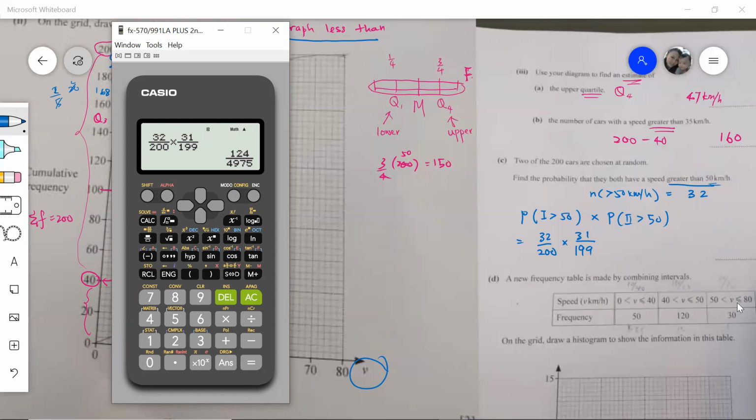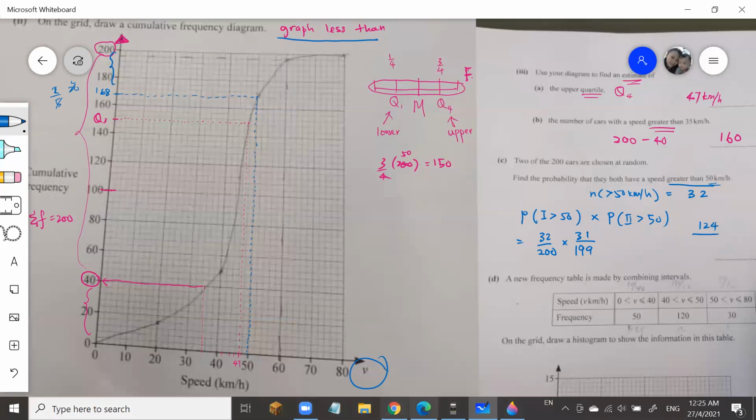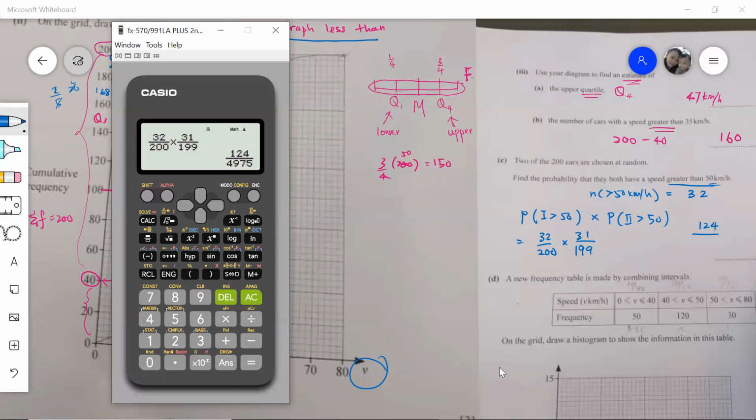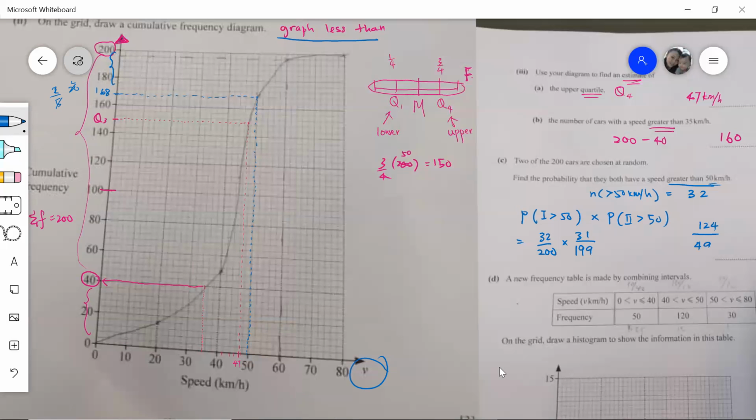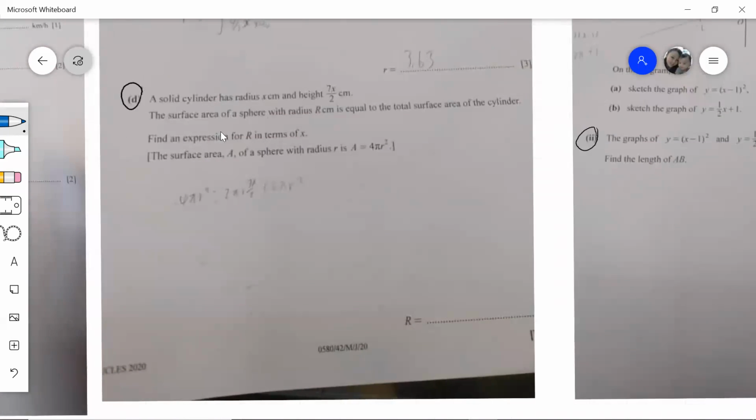So the probability will be 124 over 4975. So this is the answer. Okay, so done with this part, right? Okay, done with this. So next, this one, part D, a solid cylinder.